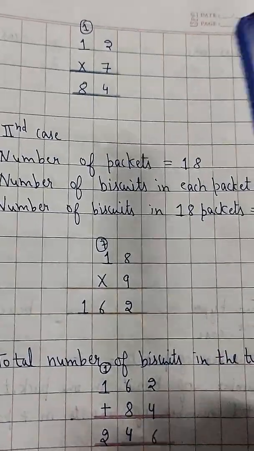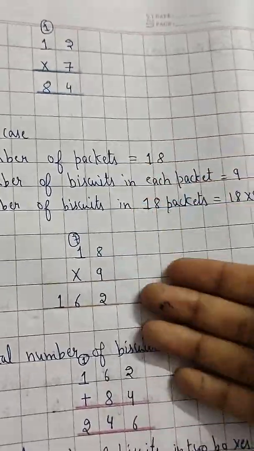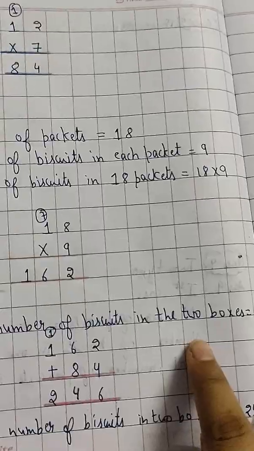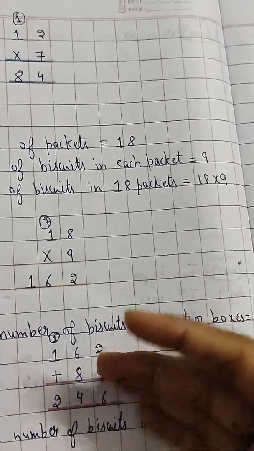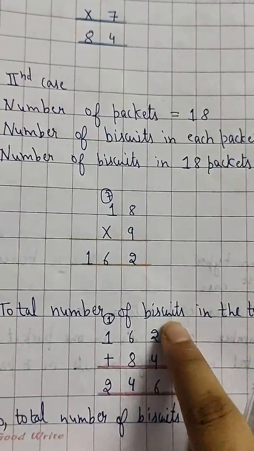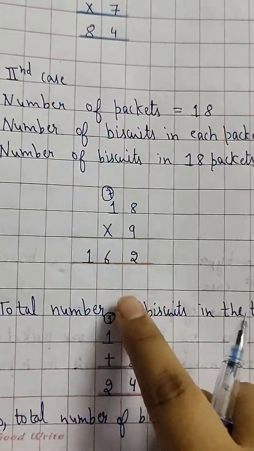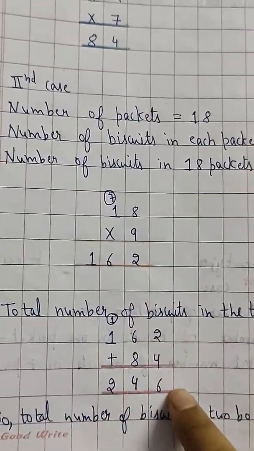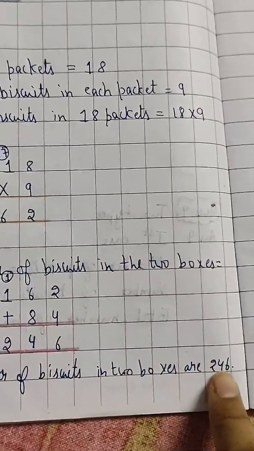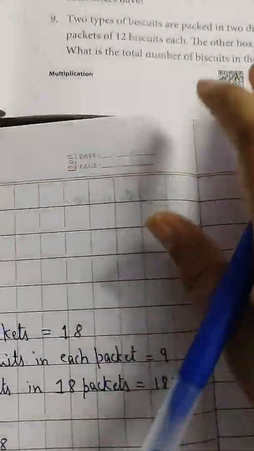Now we have to find the total number of biscuits in both the boxes. Okay, so total number of biscuits in 2 boxes or in both the boxes, we have to add this number 84 and 162. So when you will add, what you will get? 4 plus 2 is 6, 8 plus 6 is 14, 1 up, 1 plus 1 is 2. So 246 total biscuits are there. So total number of biscuits in 2 boxes are 246. Okay, so we have got the answer here, 246.